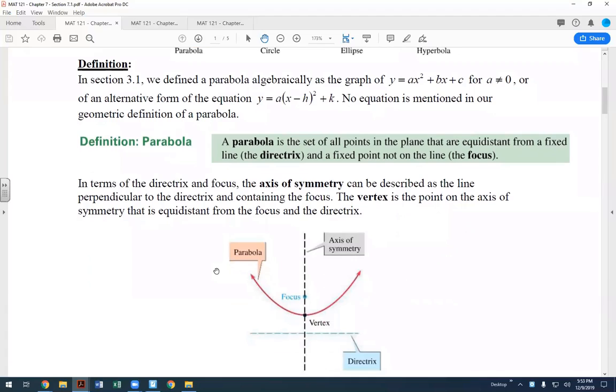When we're talking about the fixed line, we're talking about this line, and a fixed point which is not on that line, and we call that a focus. So we're basically saying all the set of points that your parabola has is going to be the same distance. So if I pick a random point here on the parabola, the distance from this point to the focus and this point to the directrix should be the same. That's what they're saying when they're saying equidistant.